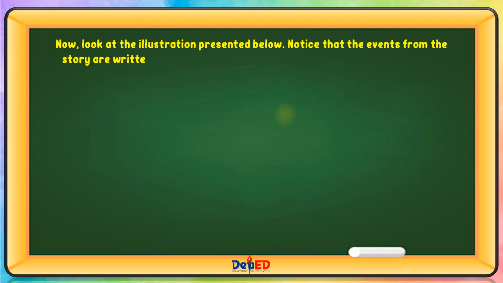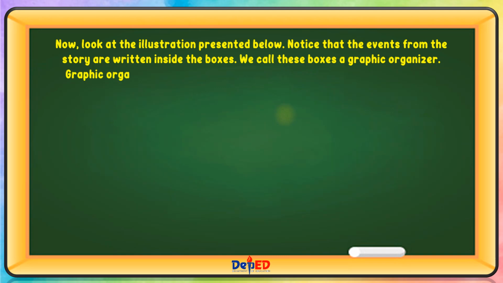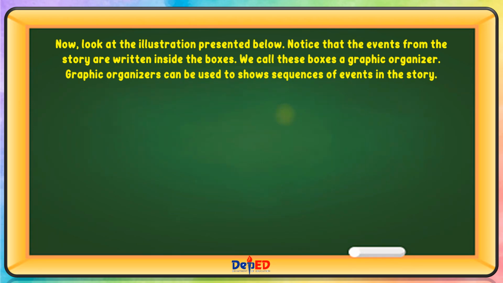Now, look at the illustration presented below. Notice that the events from the story are written inside the boxes. We call these boxes a graphic organizer. Graphic organizers can be used to show sequences of events in the story.